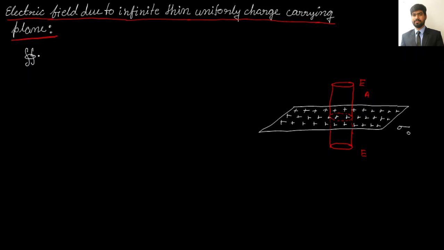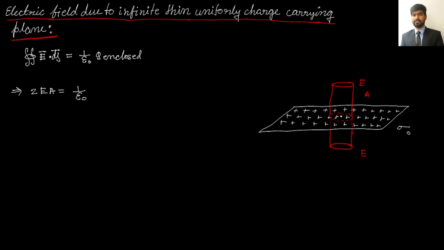We can write the flux through a closed surface, that is the closed surface integral of E dot ds, is equal to 1 by epsilon naught times q enclosed by this closed surface. So in this case, the total flux through this Gaussian surface will be the flux through the top surface and bottom surface only, and this will be 2EA, and this is equal to 1 by epsilon naught.